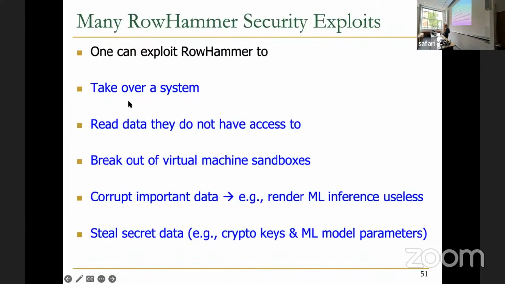Essentially, there are many security exploits. One can exploit RowHammer to take over a system, read data you don't have access to, break out of virtual machine sandboxes, or corrupt important data, like rendering ML inference useless because you corrupt some important weight such that your inference is not accurate anymore. Or you can steal secret data like cryptographic keys or ML model parameters, and who knows what else. Okay, and we're going to continue this, both the security aspects and also analysis aspects and solutions, in the next lectures.